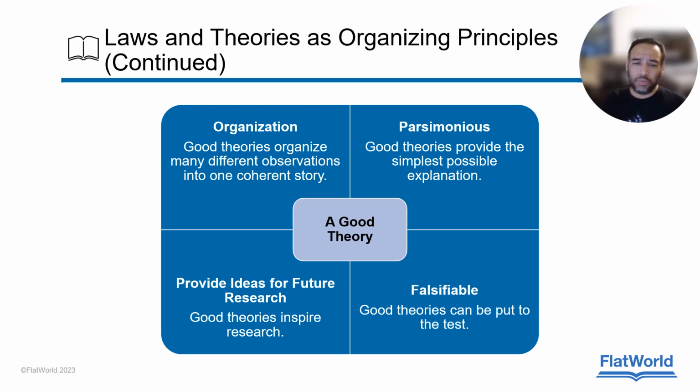And then on the bottom left quadrant, provides ideas for future research. What does this mean? And what does it have to do with a good theory? So a good theory gives scientists new ideas for experiments and studies. An example would be if a theory suggests that a certain plant grows better with more sunlight, it can lead to new experiments to test different amounts of sunlight on plant growth. And why would that be important? It helps science keep moving forward by inspiring new questions and new investigations.